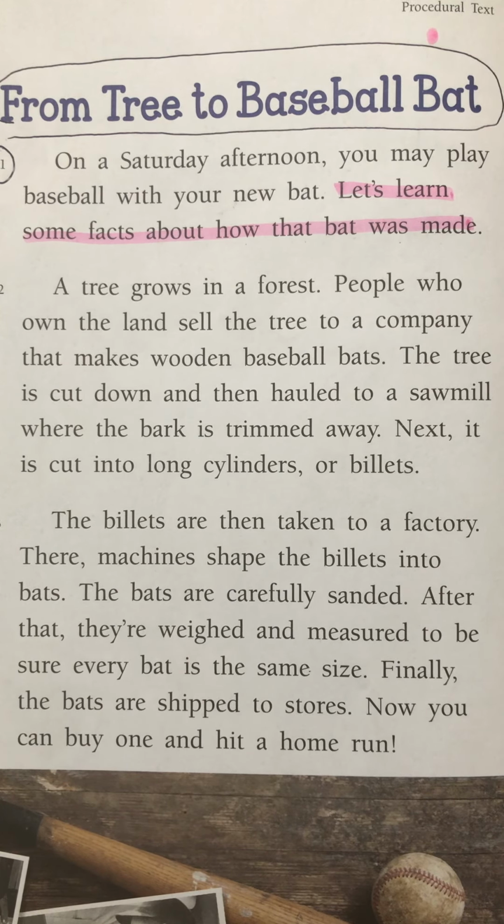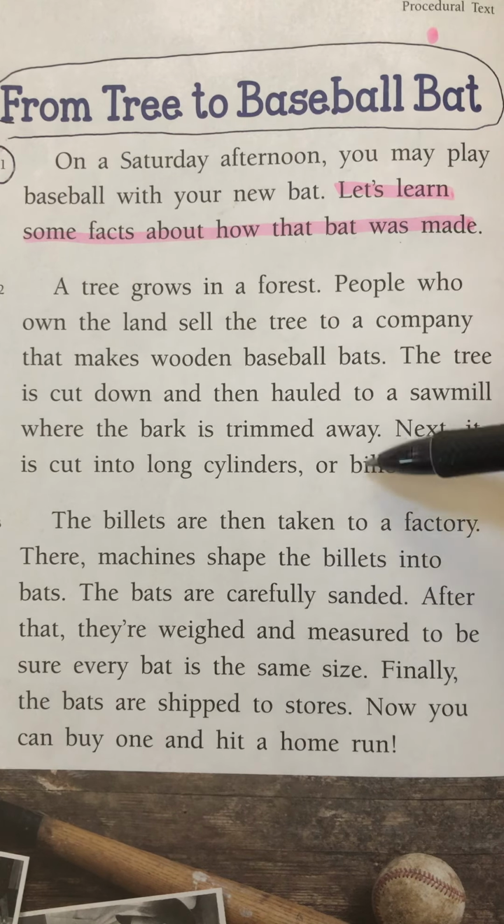Moving on to paragraph 2, I want to bring your attention to look for the steps in which we make a baseball bat. Paragraph 2: A tree grows in a forest. People who own the land sell the tree to a company that makes wooden baseball bats. The tree is cut down and then hauled to a sawmill where the bark is trimmed away. Next, it is cut into long cylinders or billets. I would like you to circle 2 words in paragraph 2 that might be a challenge to you or a challenge to your classmates.